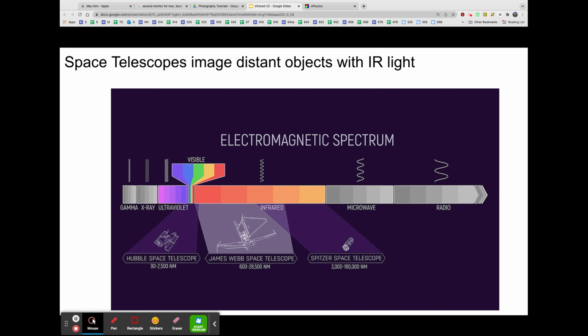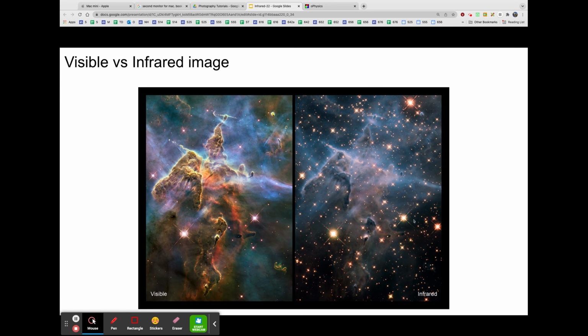It's used a lot in science. There are three major telescopes that are up right now: the James Webb, which is recently launched, the Hubble, which was launched a number of years ago, and then the Spitzer Space Telescope. They're looking at various different astronomical objects, but they look at different portions of the infrared radiation spectrum. What we're looking at here is two images of a nebula in the Milky Way.